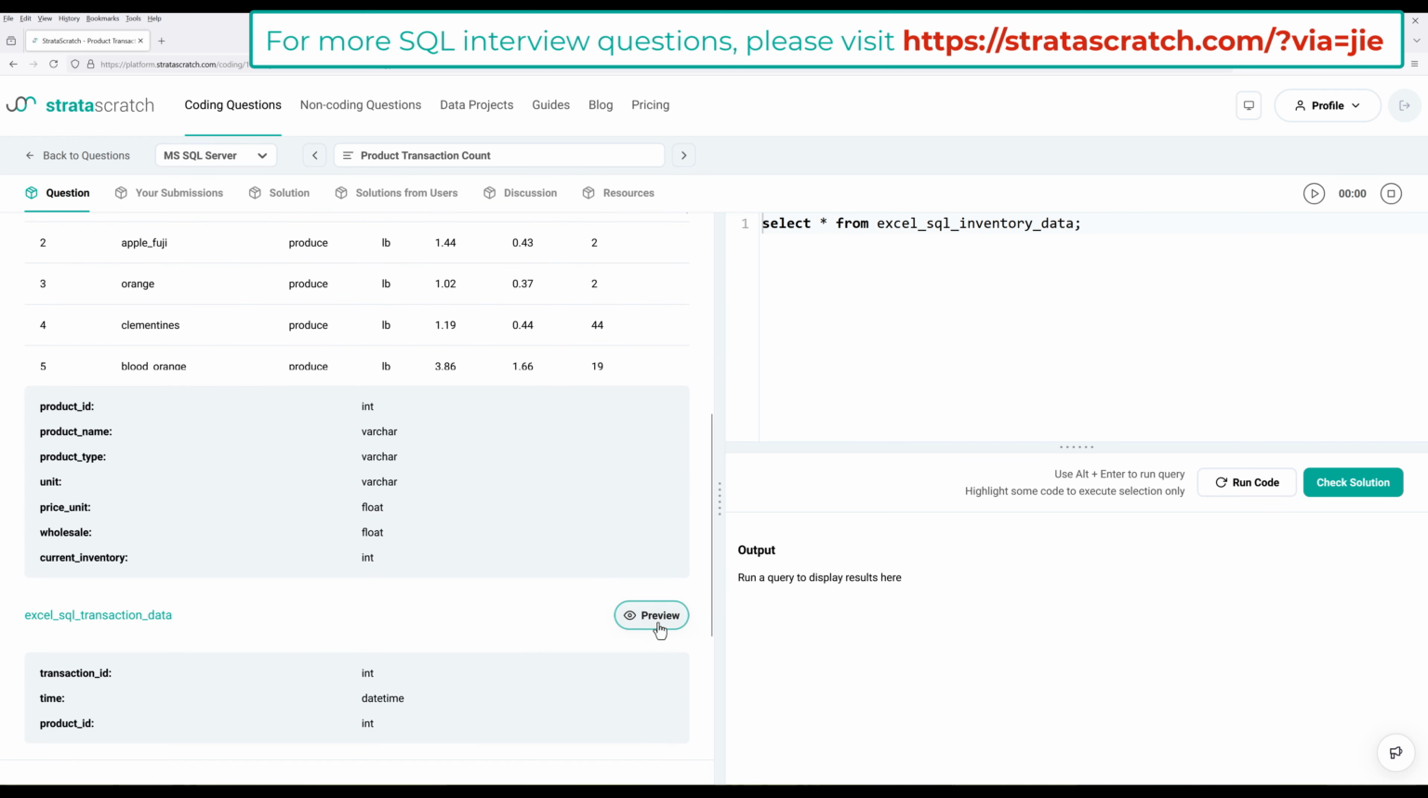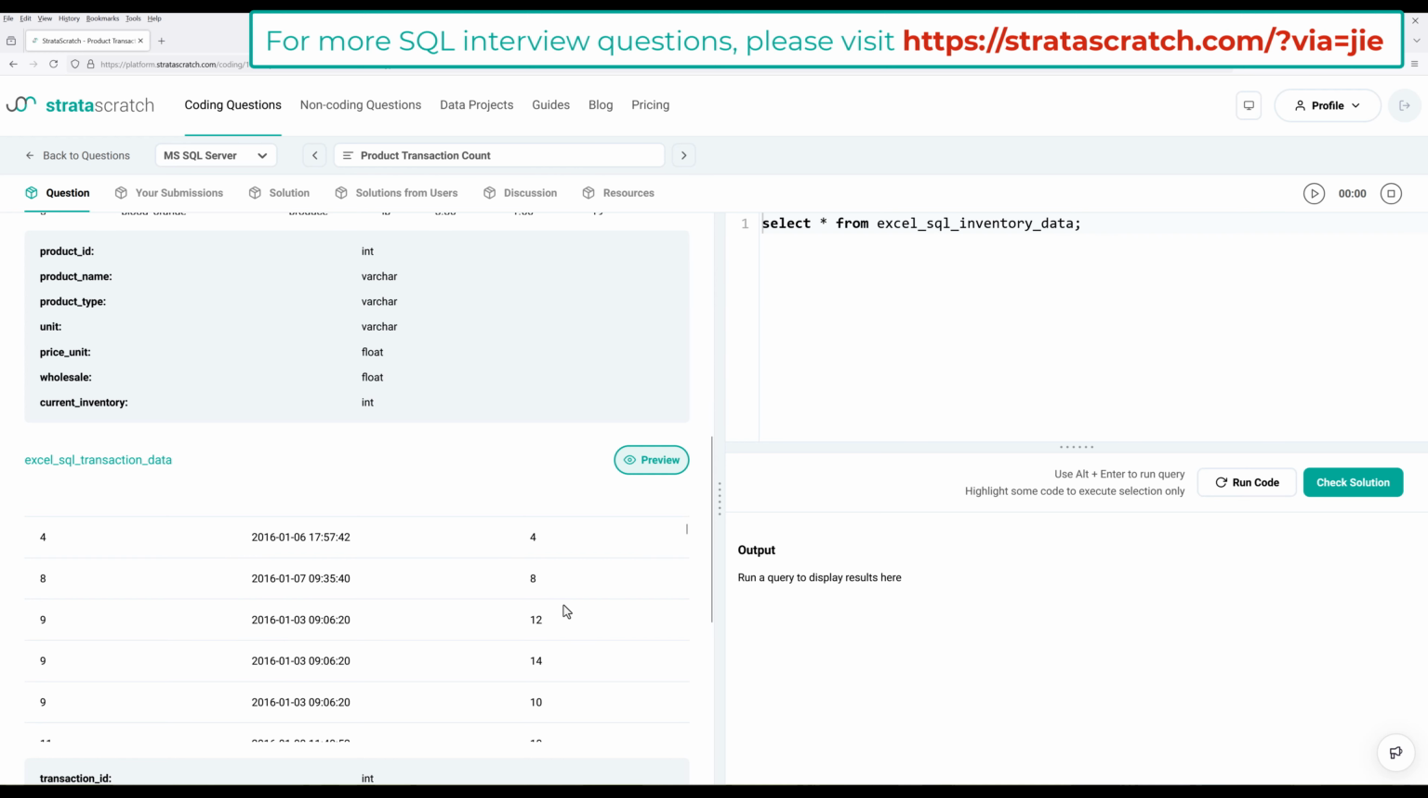The Excel SQL transaction data table, on the other hand, stores information on each transaction. It has transaction ID to uniquely identify each transaction, time to indicate when the transaction occurred, and product ID to link each transaction to a specific product in the inventory.